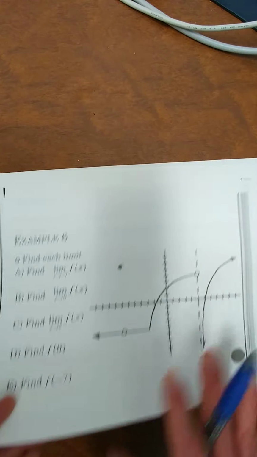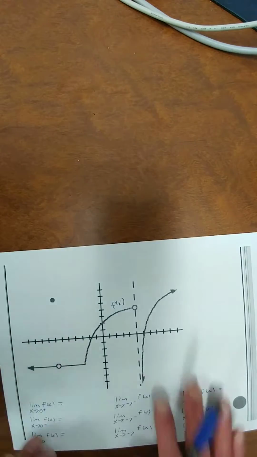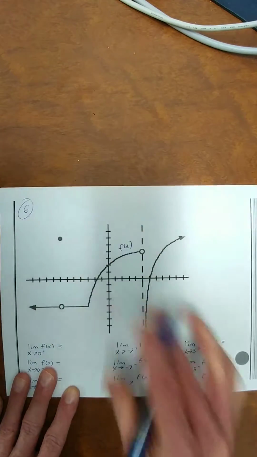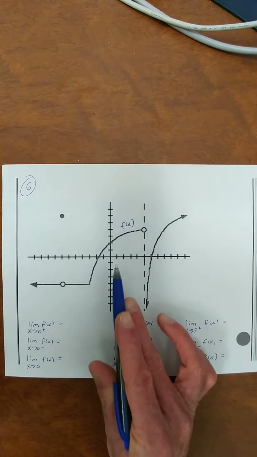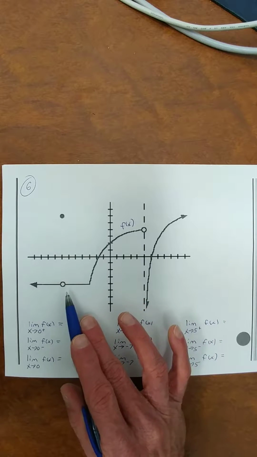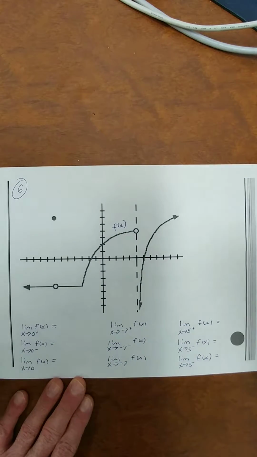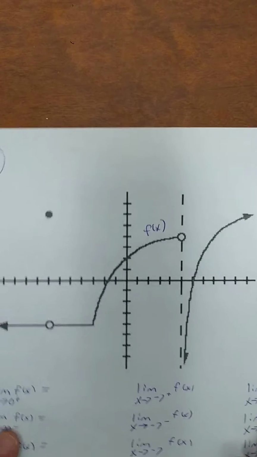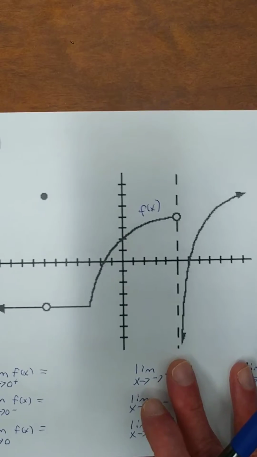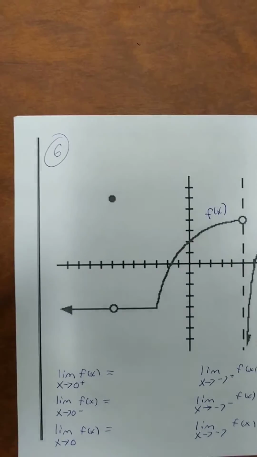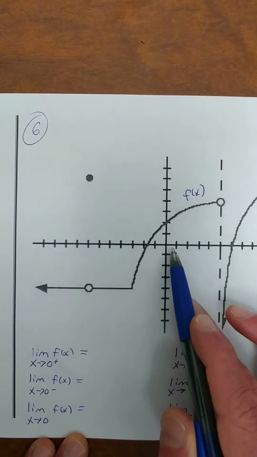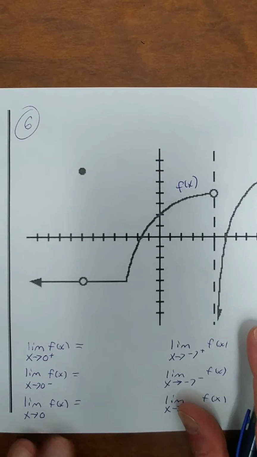I'm actually going to break this problem down into the actual directional limits. So as you can see, I've got a copy of the graph, and I've actually broken down finding the limit at 0, 5, and -7 by doing the directional limits. Let me get this where we can see it. So we're first going to look at 0. X is 0. We're going to look up the function value.